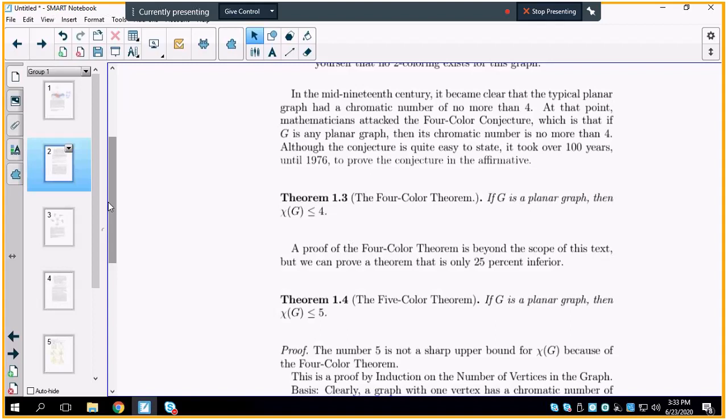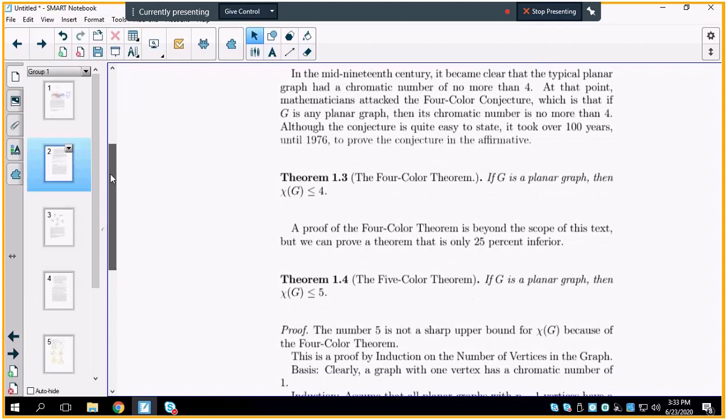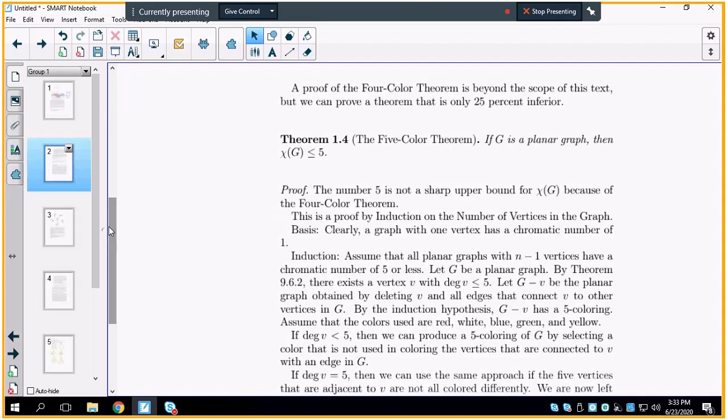It is a fact that if G is a planar graph, then its chromatic number is less than or equal to 4. However, you actually end up needing some pretty advanced mathematics to prove the theorem, so it's beyond the scope of this class. However, we could easily understand the proof of the 5-color theorem that says if G is a planar graph, then its chromatic number is less than or equal to 5. So 5 will not be a sharp upper bound for this chromatic number because, as we said, it's subsequently been proven that 4 is an upper bound.